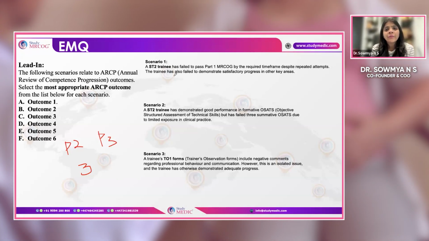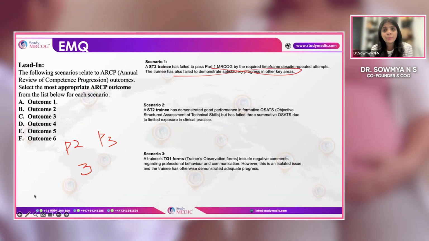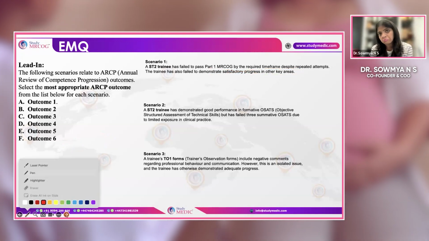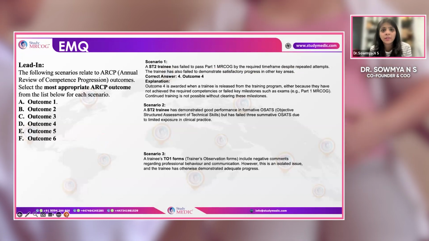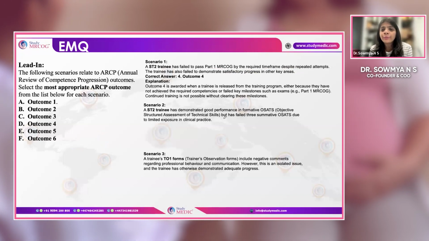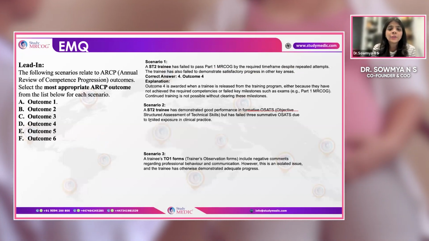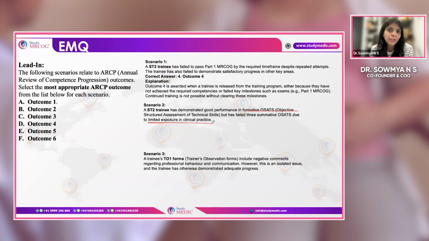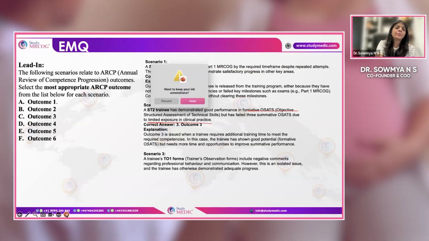But here, fail to demonstrate in all other key areas, and it is MRCOG part 1, this fellow is not able to clear, then you release him from the training. Of course, this is done as a last resort, guys. Then ST2 has demonstrated good performance in formative OSATs and has failed 3 summative OSATs due to limited exposure in clinical practice. So this, sorry guys, must be outcome 2.